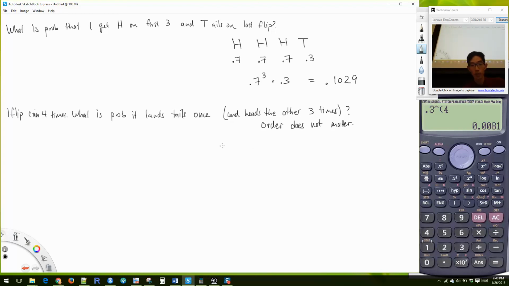Okay, so here, there are four ways this could happen. I can go heads, heads, heads, tails, and we have this probability, and the probability of this is equal to 0.1029, okay? It could also go heads, heads, and the tails could be the third flip. I can get heads, tails, heads, heads, and tails, heads, heads, heads. Okay? Is that okay? And each of these, if you look at it, this one's going to be what? 0.7 times 0.7 times 0.3 times 0.7.